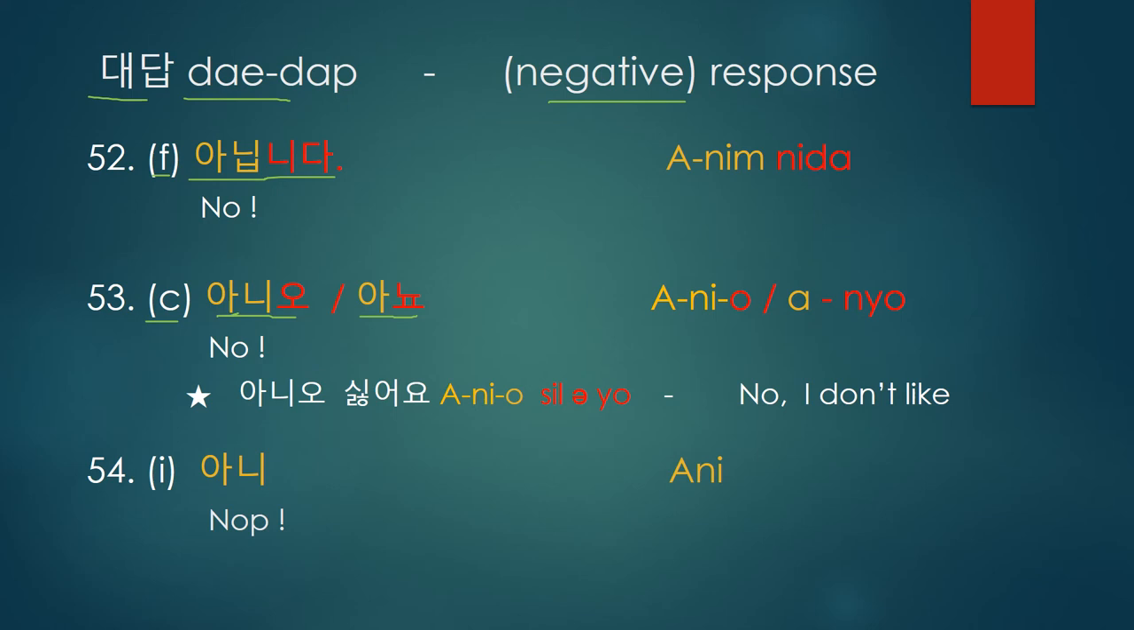아니요. 싫어요. It means no, I don't like it. When someone suggests something to you, for example, to go out on a date or eat something, you could respond, 아니요, 싫어요, no, I don't like it. Number 54, 아니, that's the informal form, no.